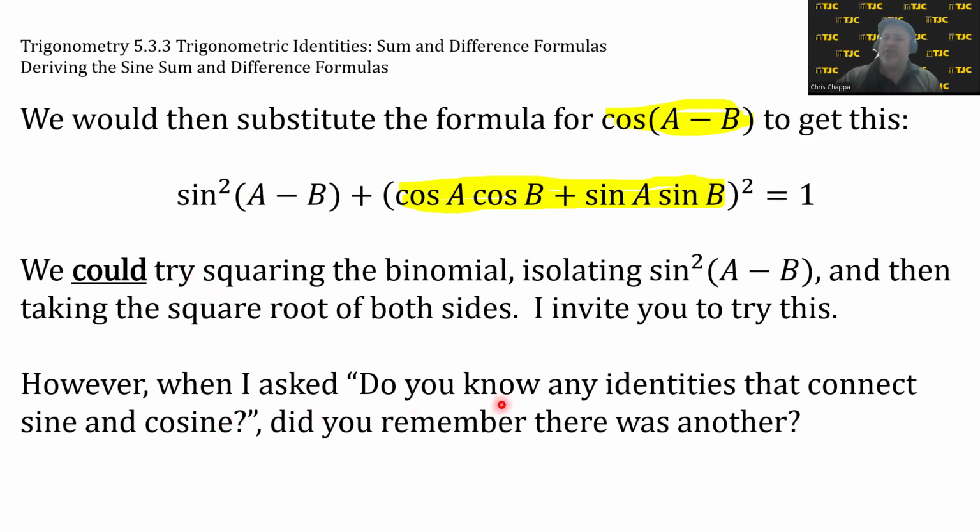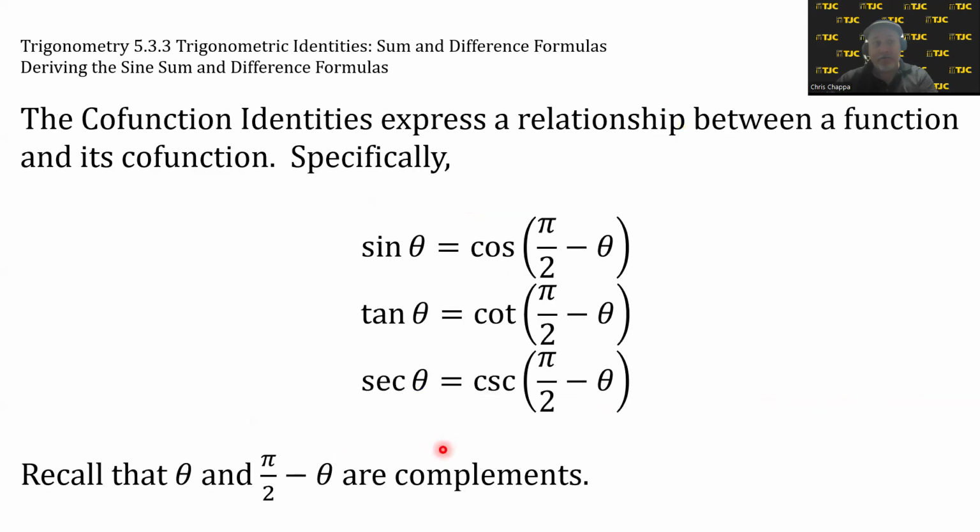However, when I asked, do you know any identities that connect sine and cosine, did you remember that there was another? Do you know what it is? The cofunction identities express a relationship between a function and its cofunction. Specifically, sine of theta equals cosine of pi over 2 minus theta, tangent of theta equals cotangent of pi over 2 minus theta, and secant of theta equals cosecant of pi over 2 minus theta. Recall that theta and pi over 2 minus theta are complements. In degrees, that's 90 degrees, so these are complements. So sine of theta is the cofunction of its complement.